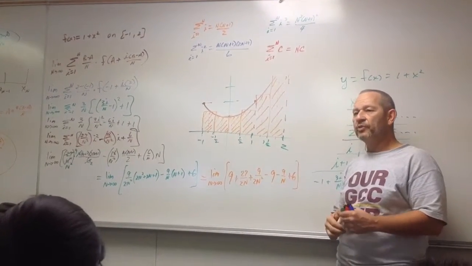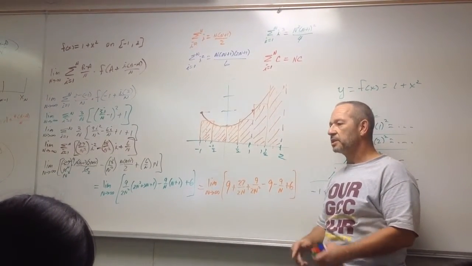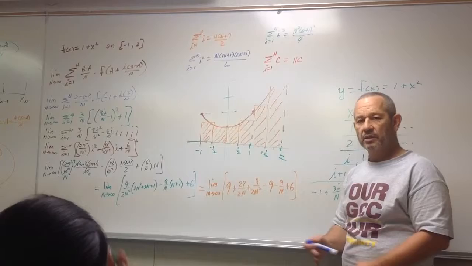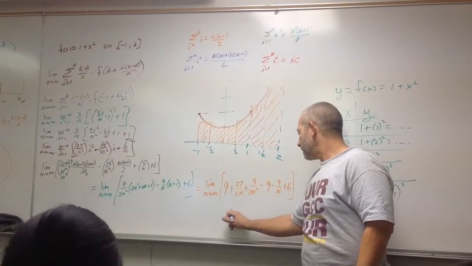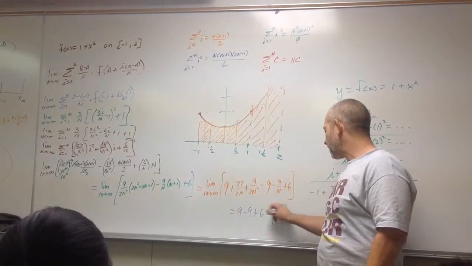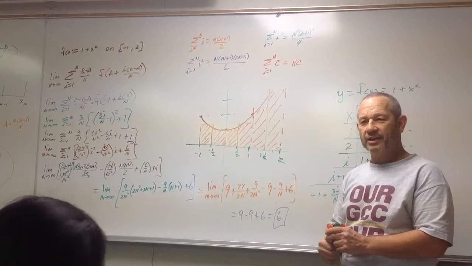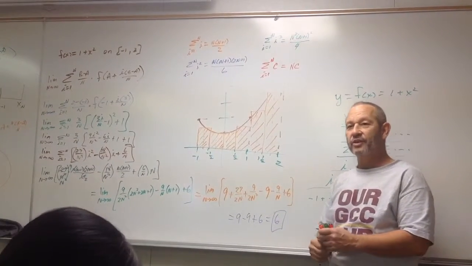Well, now what happens to all these things that have n in the denominator when I take the limit as n goes to infinity? So I get 9 minus 9 plus 6. I claim the area under that curve is 6. The actual area under that curve is 6.